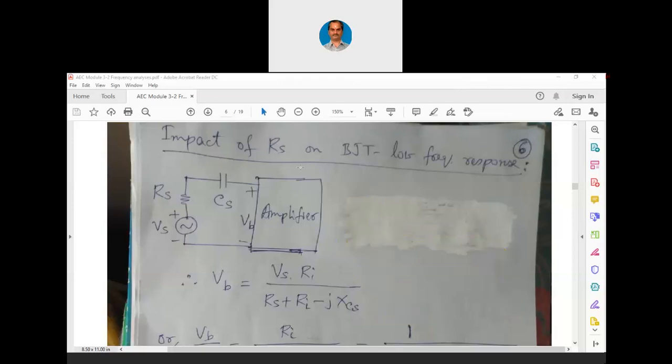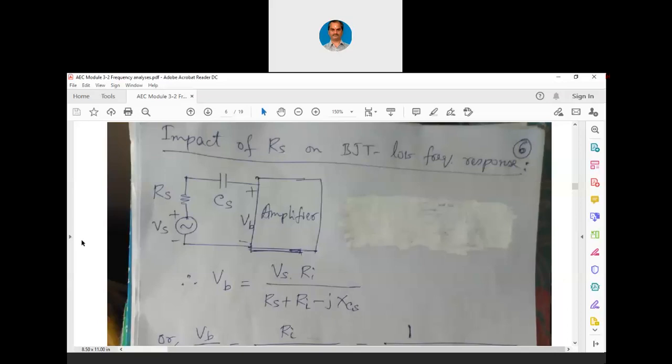So in today's class, let us see the impact of the source resistance. Yesterday, we did not consider the resistance of the signal source itself. We directly started computing with the capacitance and the amplifier. Today, let us see what is the impact of the source resistance. In general, source resistance will be hardly a few ohms or a few hundreds of ohms. In most of the cases, it is ignored.